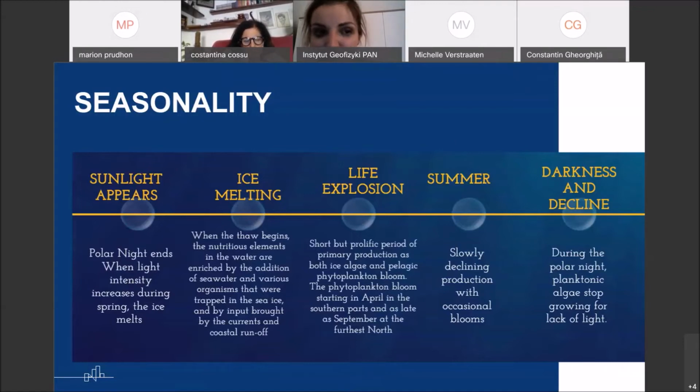And for the phytoplankton, it's the absolute decline, because there is no light. Without light, the algae and planktonic algae just stop growing completely.